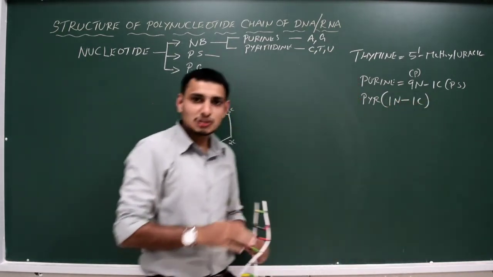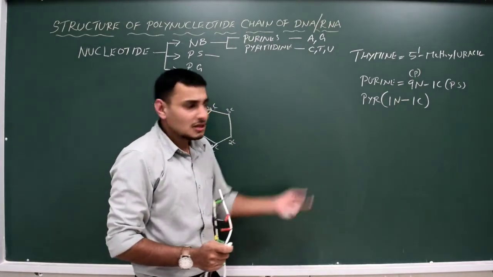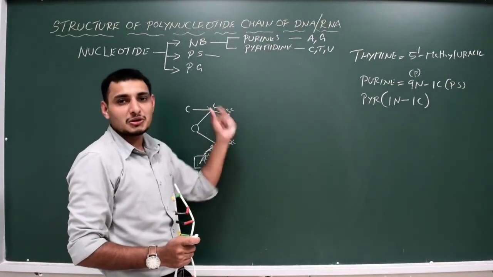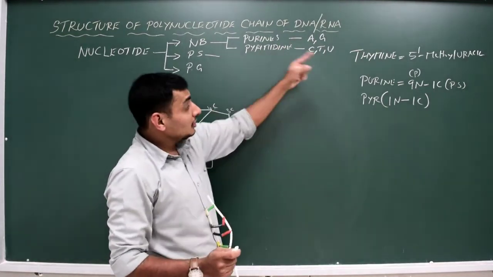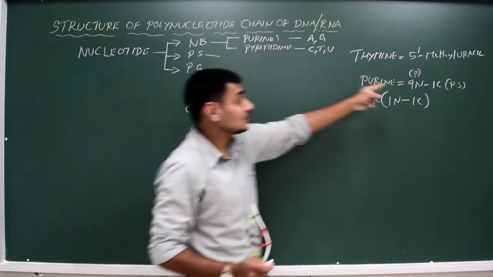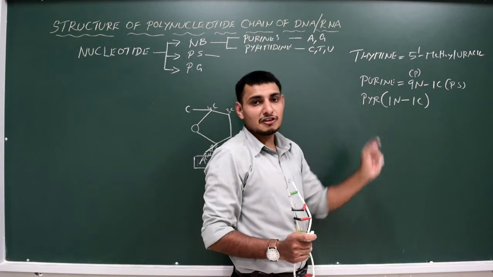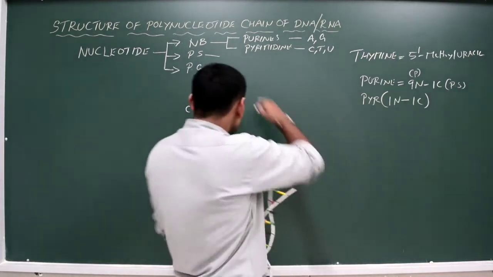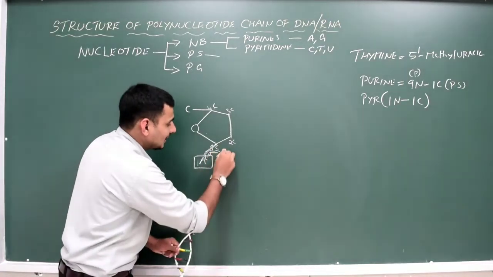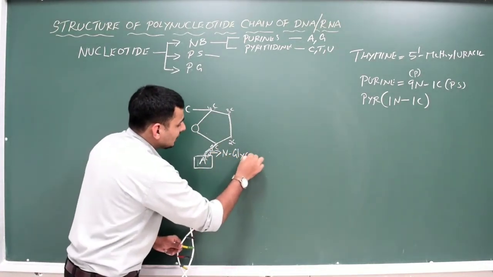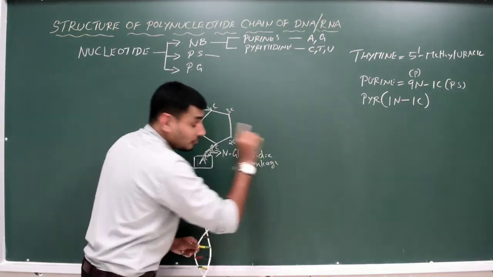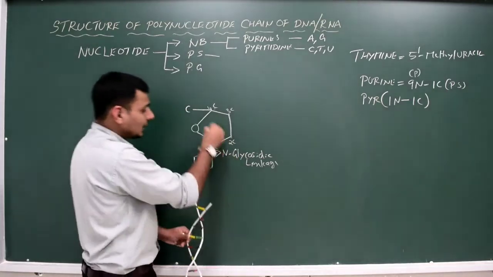That means one thing is sure, that whatever the type of nitrogenous base, it is always attached to the first carbon atom of the pentose sugar. This is common. Whereas for purines it is 9N, for pyrimidines it is the first nitrogen atom, that is the linkage. And these two are linked by a type of N-glycosidic linkage. Very, very important. N-glycosidic linkage. Please remember this.